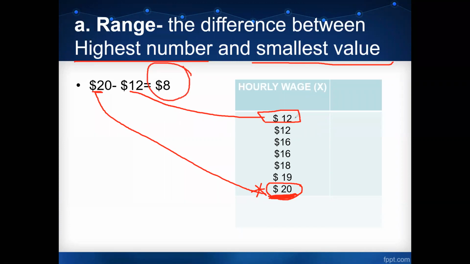So it means that the range between 12 to 20 is 8. That is the average range of the dispersion, okay? That is the distance between each number. So next.